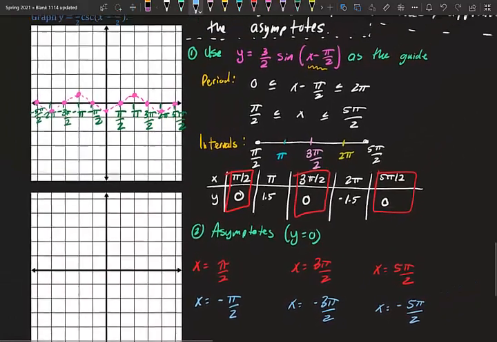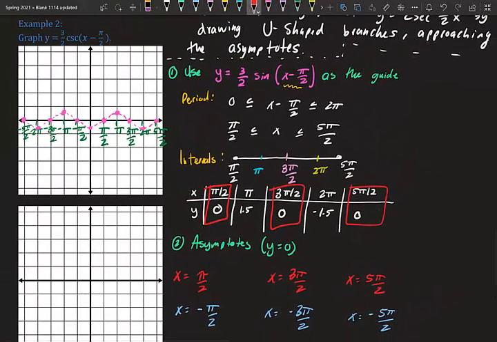So whatever x you have, you have the opposite version of that. Let's sketch our asymptotes. We have pi over 2, 3 pi over 2, and then 5 pi over 2. And on the opposite side, we have the same exact things, just the negative versions: negative pi over 2, negative 3 pi over 2, and negative 5 pi over 2. Alright, so we have all of our asymptotes.